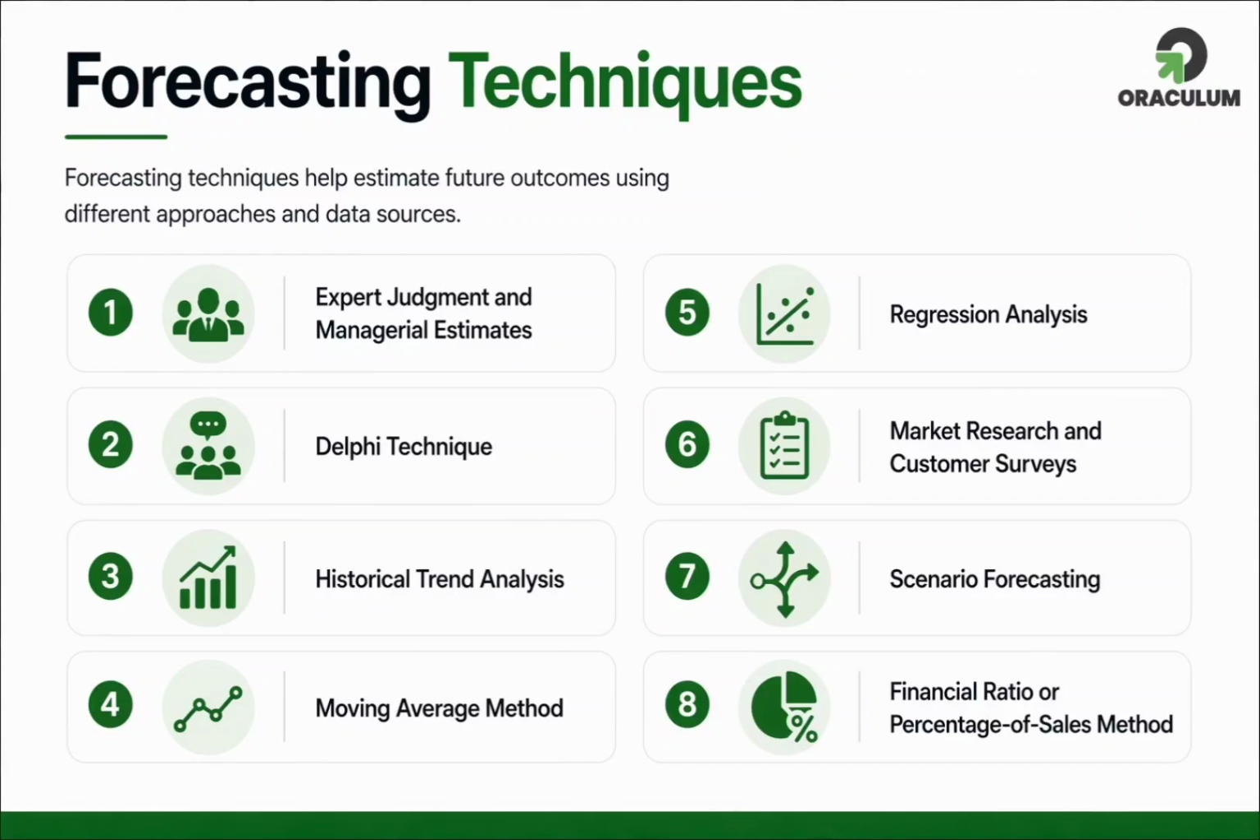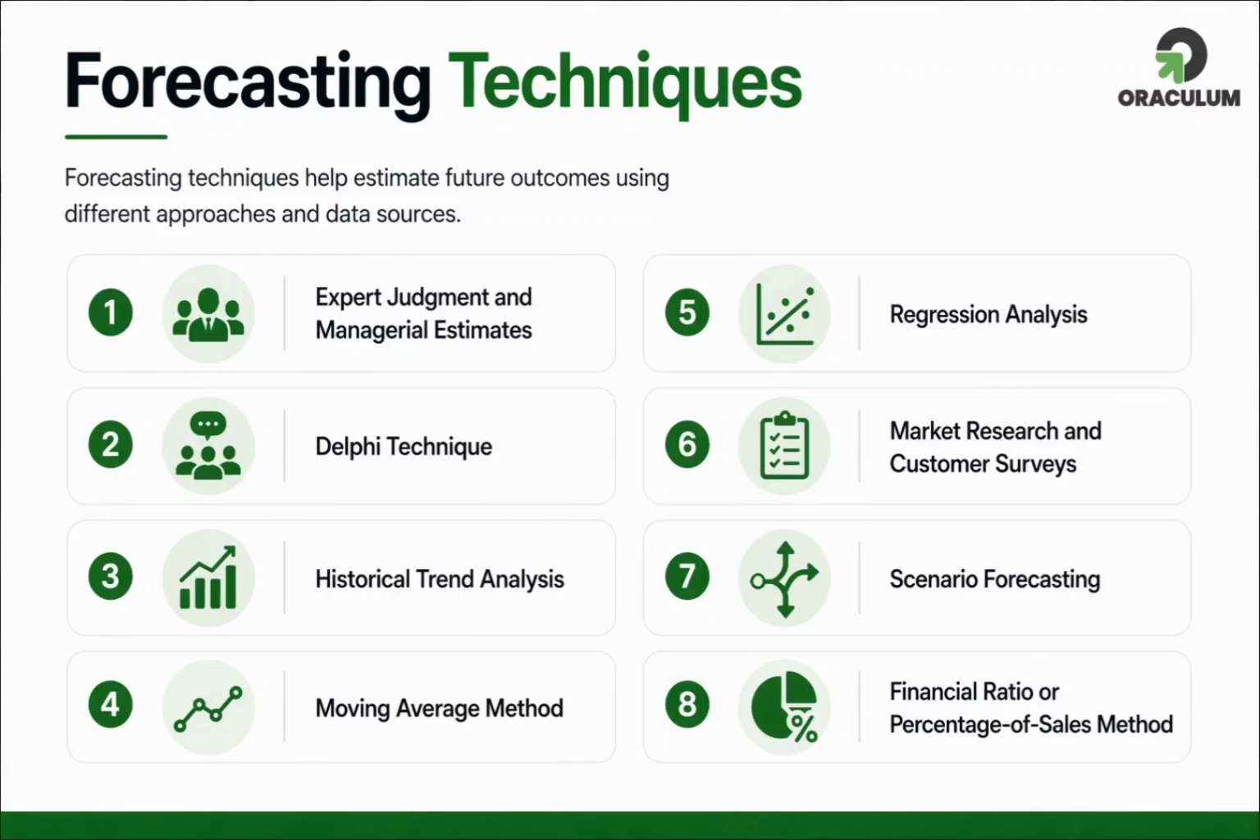3. Historical trend analysis. Uses past data patterns, trends, and seasonality to predict future outcomes, effective in stable environments. 4. Moving average method. Smooths short-term fluctuations by averaging recent data to identify underlying trends. 5. Regression analysis. Uses relationships between variables to make data-driven predictions, especially when external factors influence outcomes.